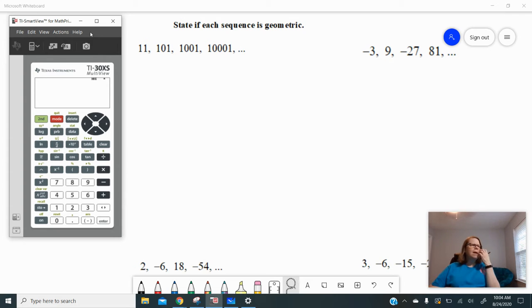There we go. And we are going to look at figuring out if a sequence is geometric or not today. This is a real straightforward process. I'm going to walk you right through it.